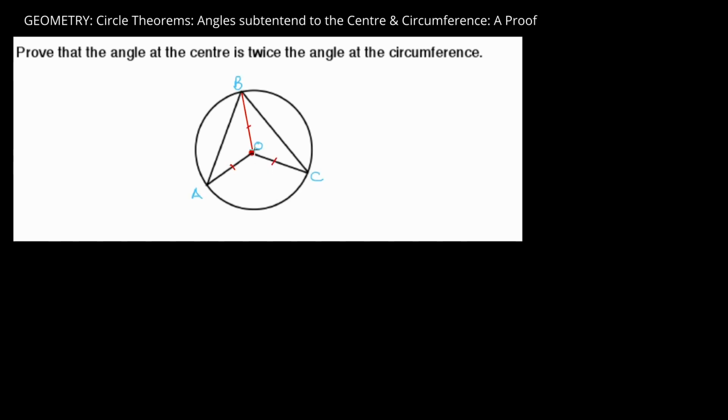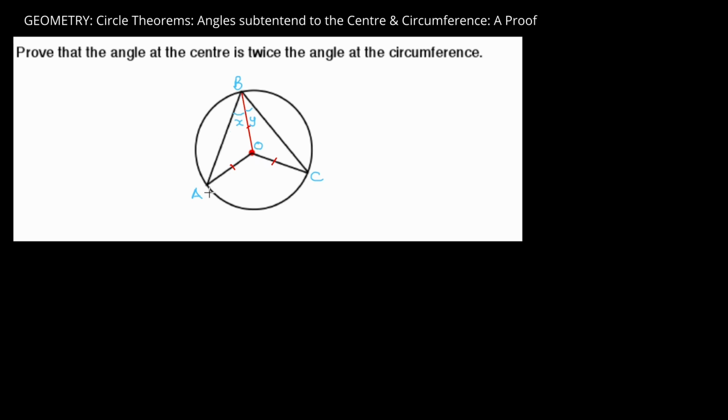Now, by putting that construction line in, the line OB, there's nothing to say that this angle here equals this angle here. There's nothing to say we've bisected the angle ABC. So let's call this angle X, and let's call this angle Y. Now, where can we put other angles X and Y?